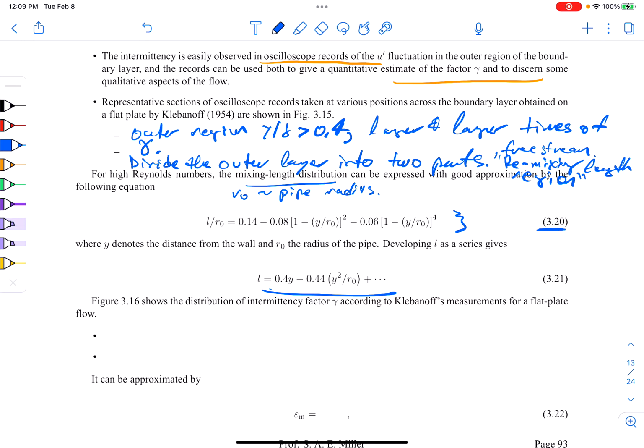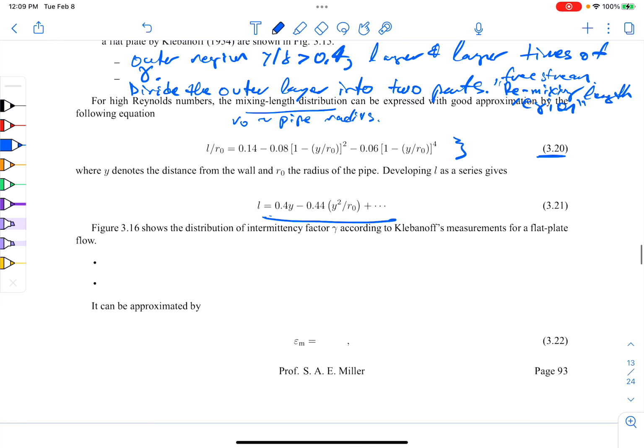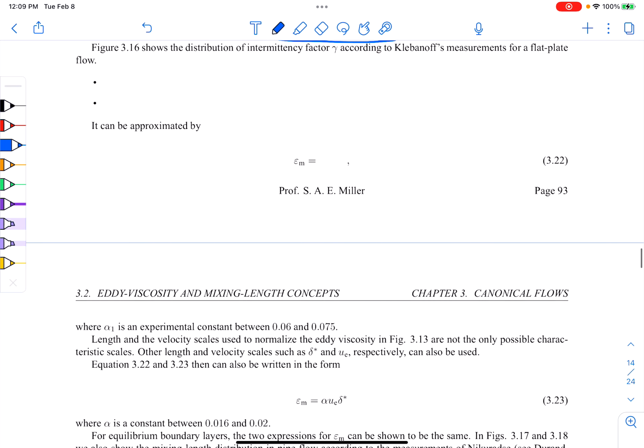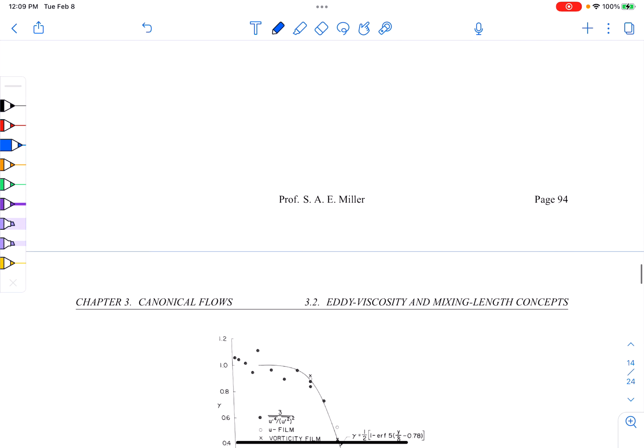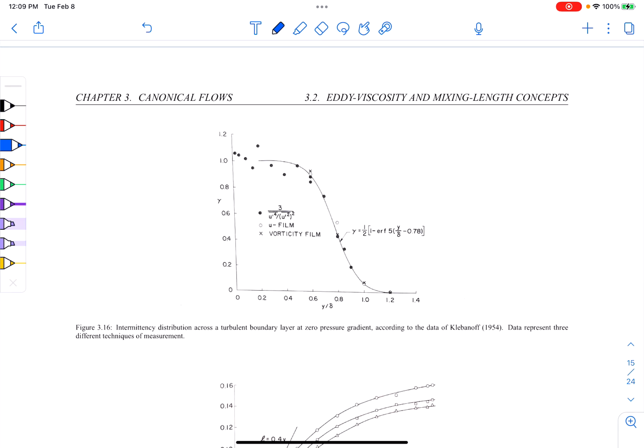You can write L this way. So we're going to return to that in just a second. Now I want to talk about a new figure, 3.16. I think it might be down here. Here it is. So this is also from this paper, Klebanov.